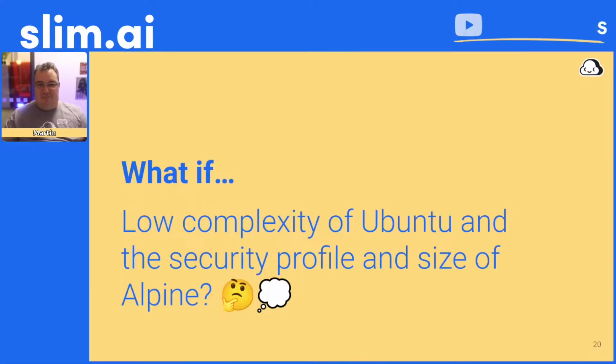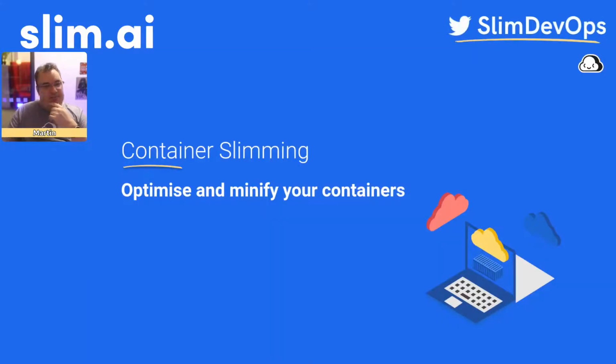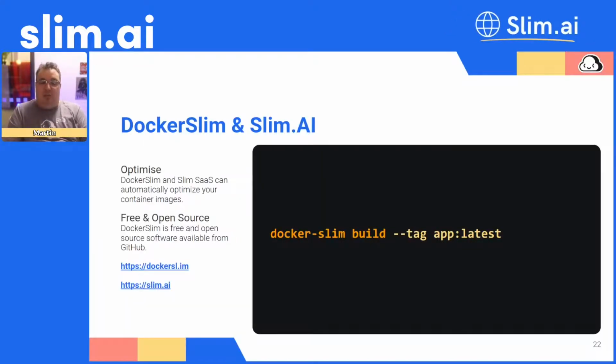So, what if I could have the low complexity of maintaining an Ubuntu based container and the security profile of Alpine? What if I could make my containers smaller than Alpine? Well, let's give that a try. So we're going to get into some container slimming now. We can use DockerSlim or Slim.AI for that, and the terms slim, minify, optimize are used interchangeably here to describe the act of reducing the size of the container image.